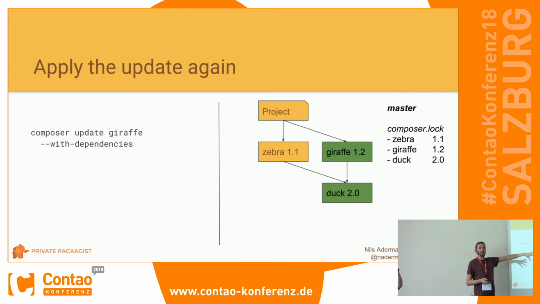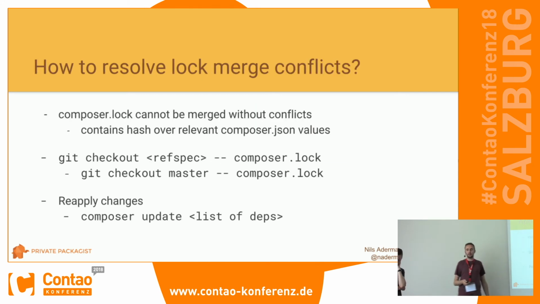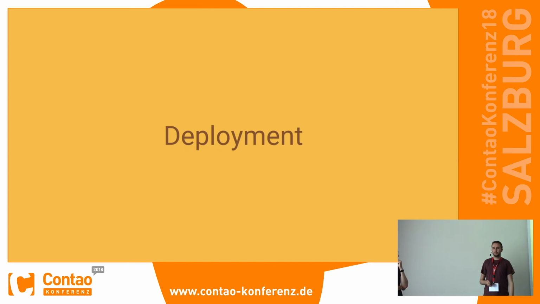So depending on what you were updating on your branch, you want to run the same update again. So in summary, the log file generally cannot be merged without conflicts. Even if on a text basis it looks as if that would be possible, you may end up with incompatible dependencies. That's why you always want to take the Composer log file from the base branch that somebody else was making changes to, and then run the Composer update again in the same way that you were doing it before.